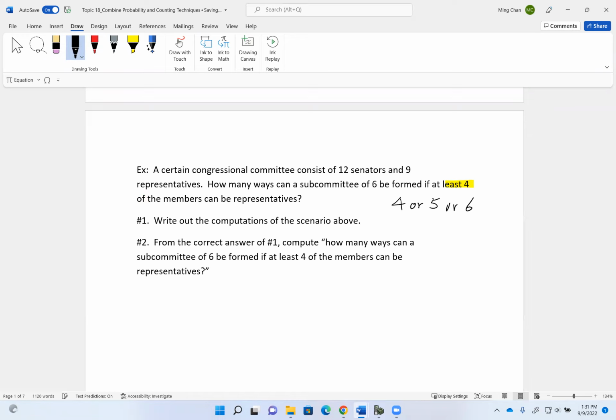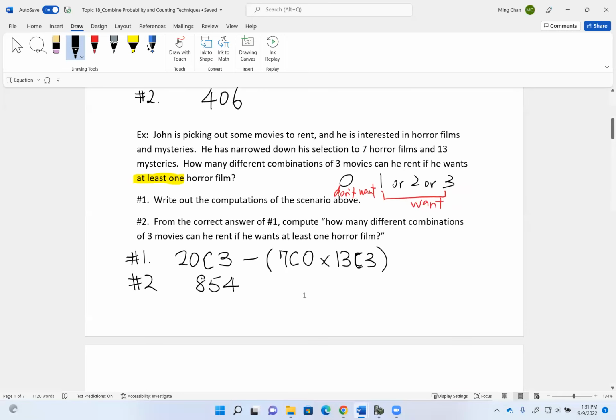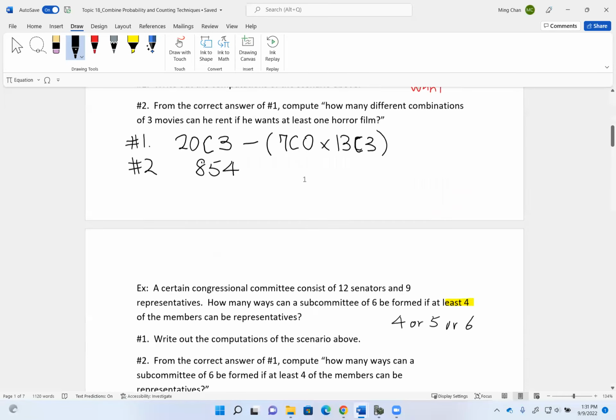This problem is probably easier to do directly: find how many ways to select 4 representatives, then add how many ways to select 5, and add how many ways to select 6 representatives. It's easier this way, because what I don't want is 0, 1, 2, or 3, which is more ways than if I find 4 or 5 or 6 representatives directly. So this question is like the first one I did. Sometimes it's easier to find what we want directly, and sometimes it's easier to find what we don't want first and subtract from the total.